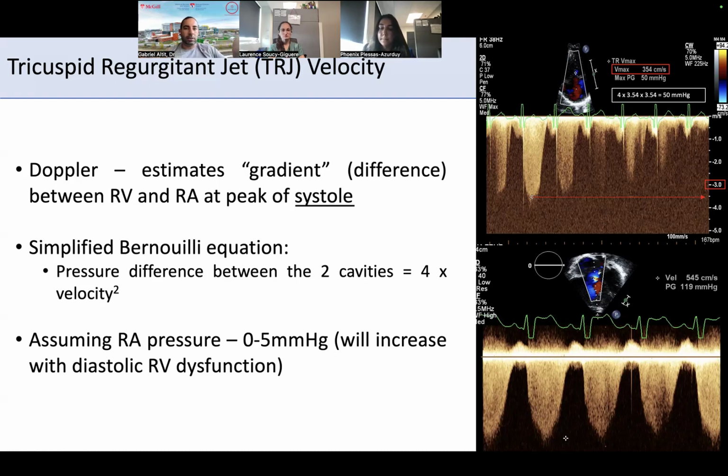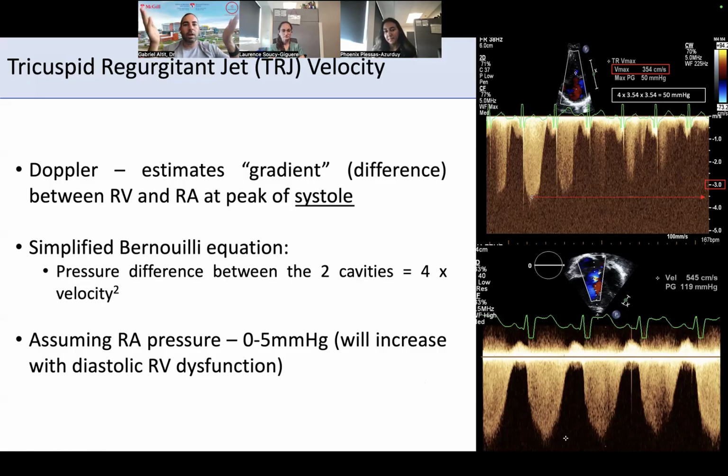Or if you have a big VSD, like a super large VSD, then your LV and your RV pressure will equalize, right? Because the two ventricles are connected to each other. So in systole, they'll have the same pressure. And so you're basically measuring the pressure in your LV and your RV at the same time, and you're measuring the pressure that's going to happen in your PA and your aorta, kind of. Does that make sense?